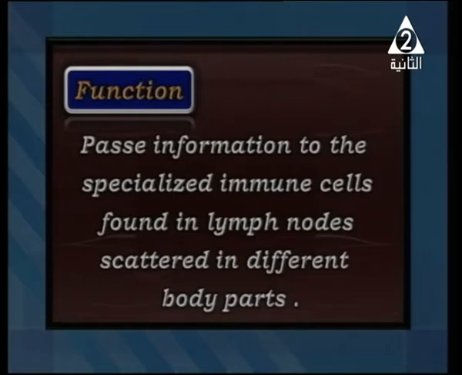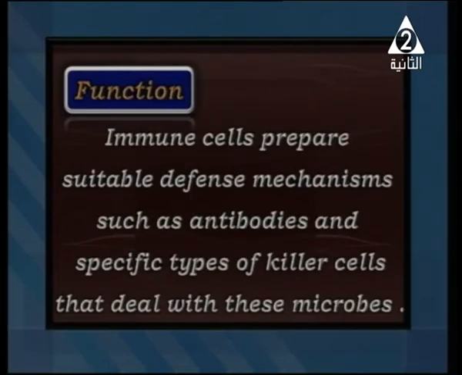After collecting information, we need to kill them. So what do they do? They pass the information to a specific type of soldier, a specific type of the immune system or lymph, to destroy it, found in the lymph nodes and scattered in the different body parts. And the immune cells prepare suitable defense mechanisms, such as antibodies and specific types of killer cells that deal with these microbes.